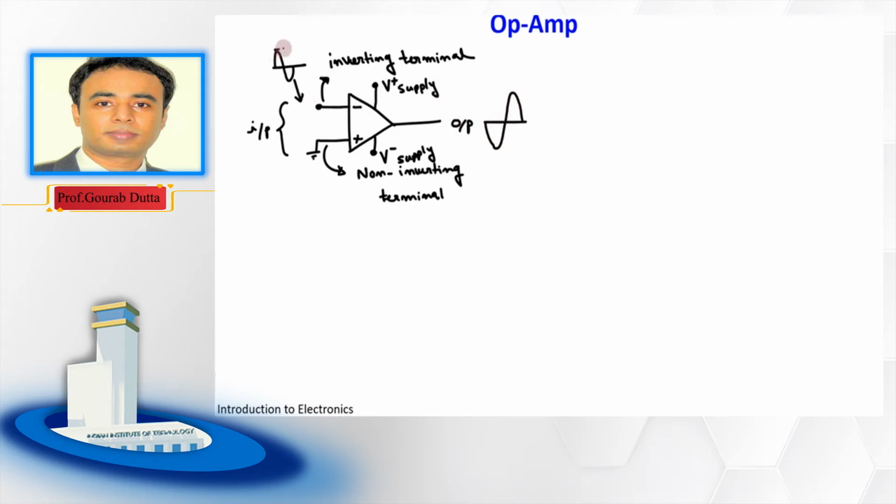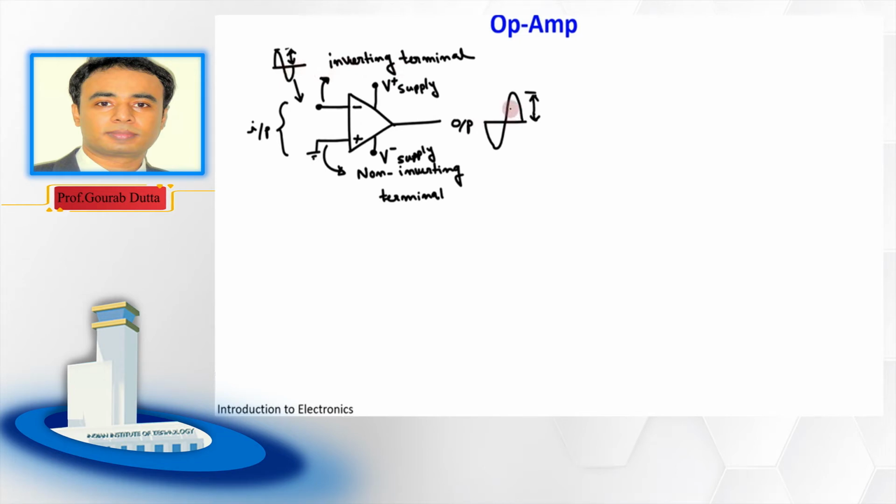So you can see the amplitude of this input is less compared to the magnitude of this output signal. So obviously amplification has been done. At the same time, you can also notice that there is a 180-degree phase shift between this input and this output. So it means that the input signal is actually inverted. Fine.